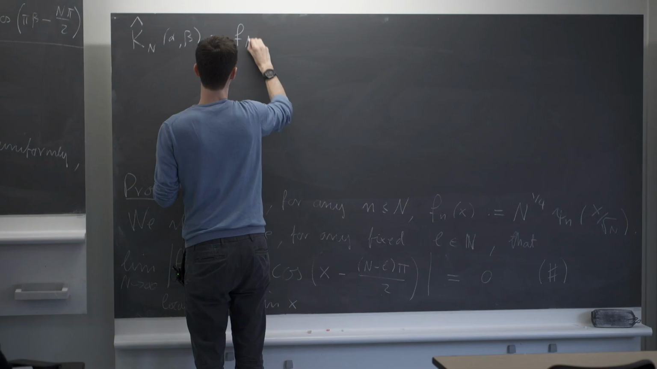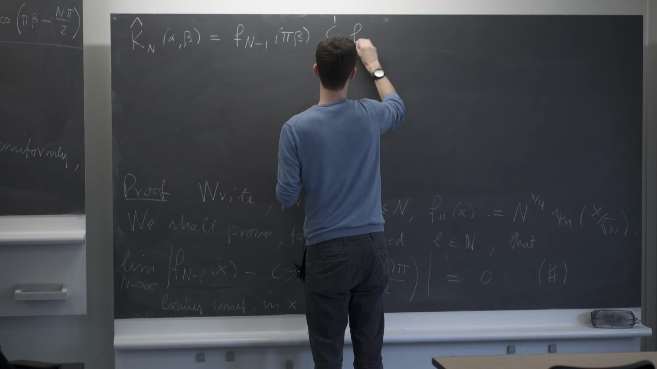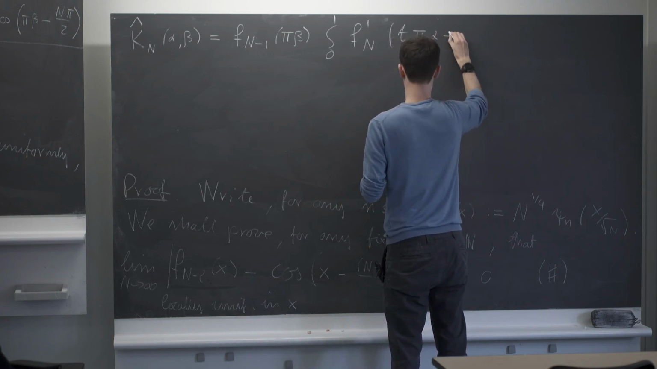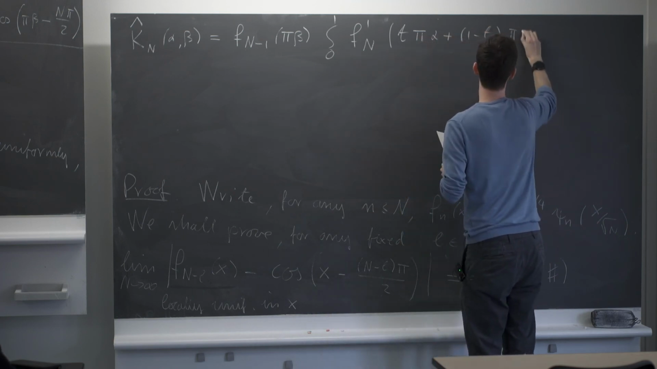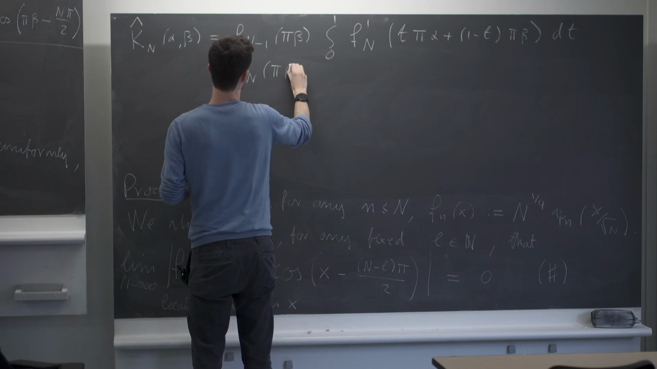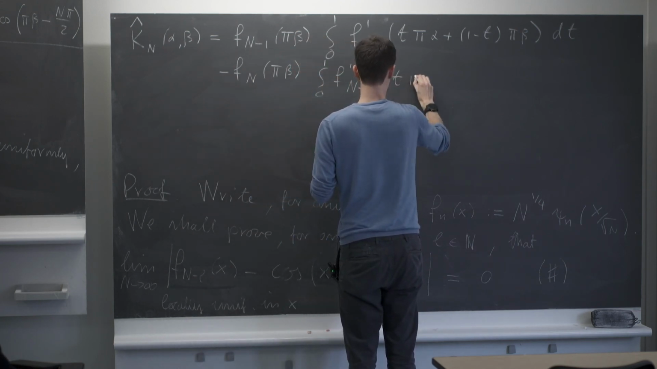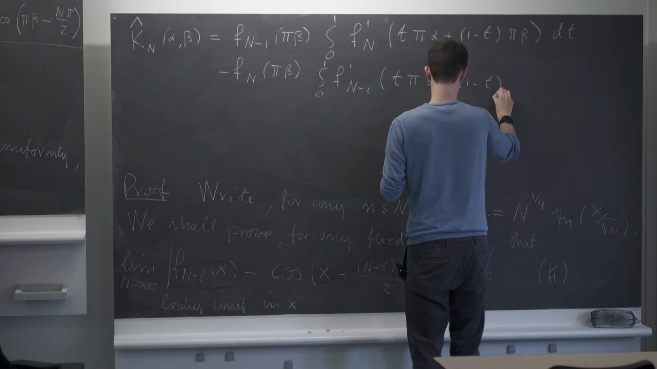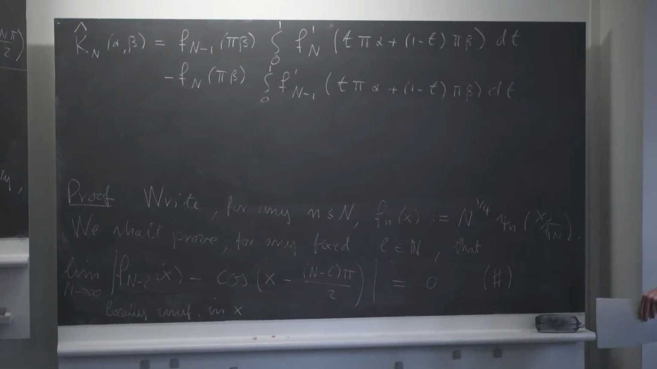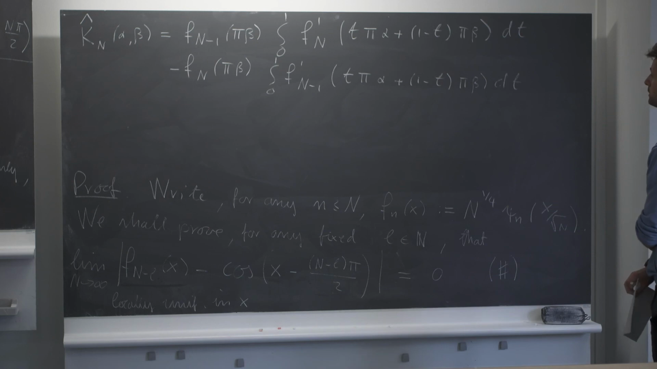So this is equal to f n minus 1, pi beta. And this form is easy to check once you have it, just by using the fundamental theorem of calculus. Okay, so that's the derivative of f prime. You can check this just by applying the fundamental theorem of calculus. It's sort of a triviality.